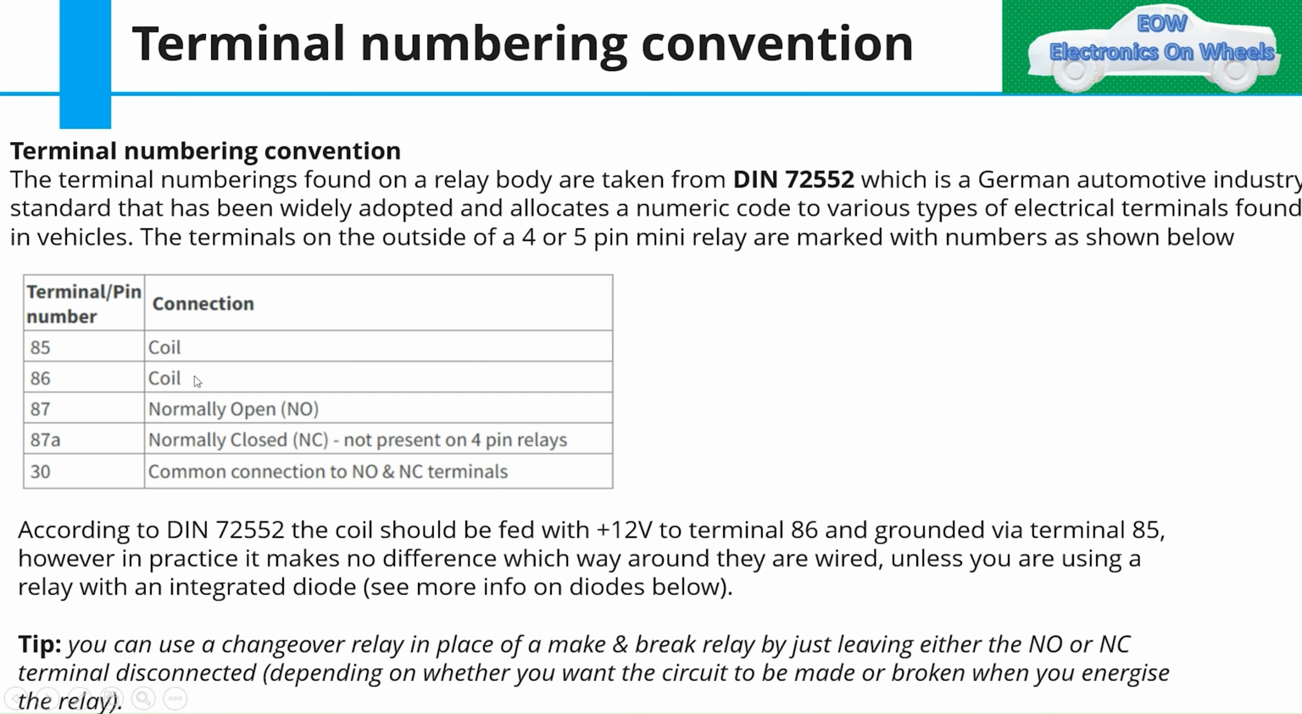So I have explained to you this terminal configuration. What is DIN 72552? The coil should be fed with plus 12 volt to terminal 86, as I have told you in the DIN 72552 document also, that plus should be on terminal 86 and grounded via terminal 85. However, in practice it makes no difference which way around they are wired. I will show you this type of condition, that the coil will not be a problem.